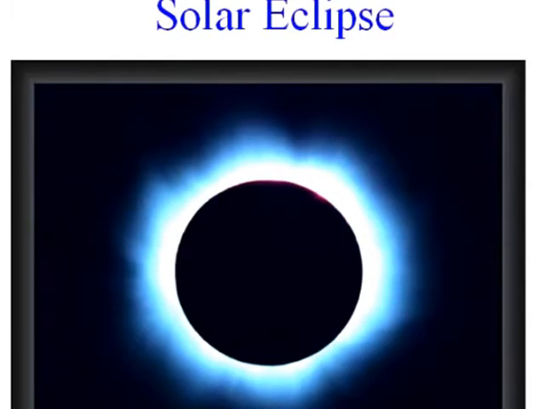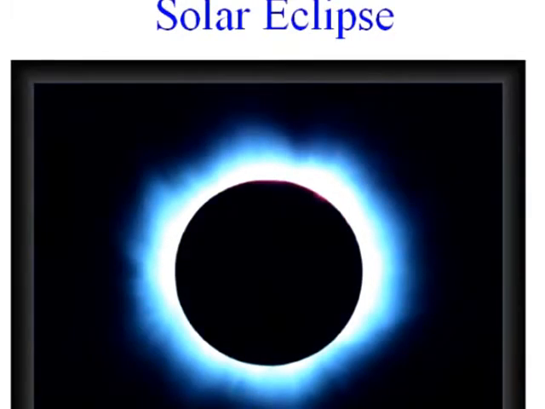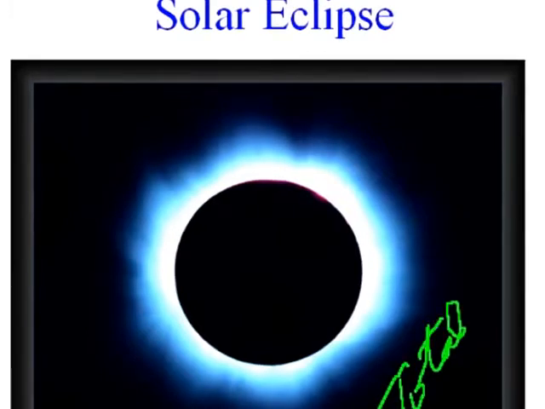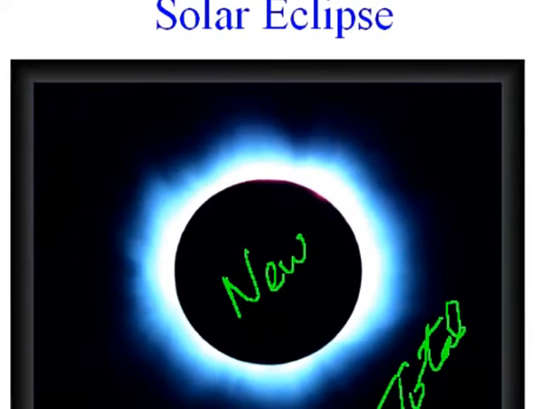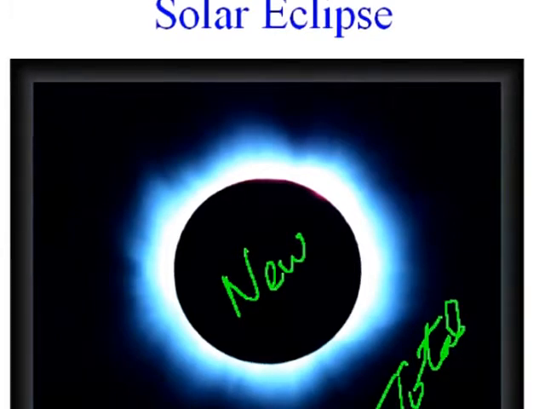A solar eclipse. This is what is referred to as a total solar eclipse. The new Moon is directly in front of the Sun. The Moon is blocking out the Sun, and for the short period of time that can be roughly about 7 minutes long, we can see the Sun's atmosphere.